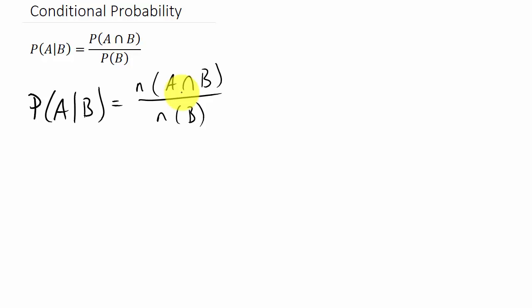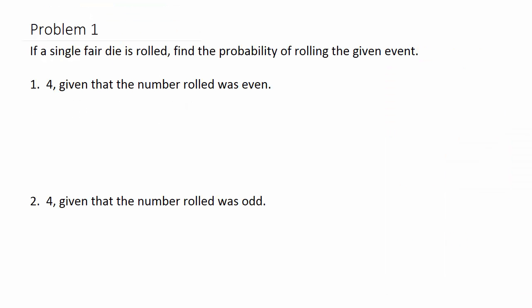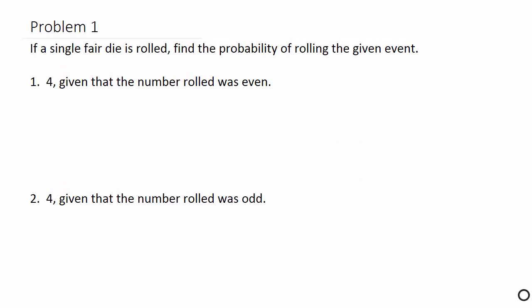So let's look at some problems. Let's look at problem 1. We have a single fair die that is rolled. Find the probability of rolling the given event. So the probability of rolling a 4 given that the number rolled was even. Okay, so we have two events here. I'm going to let event E be that it was a 4, and event F that it was even.